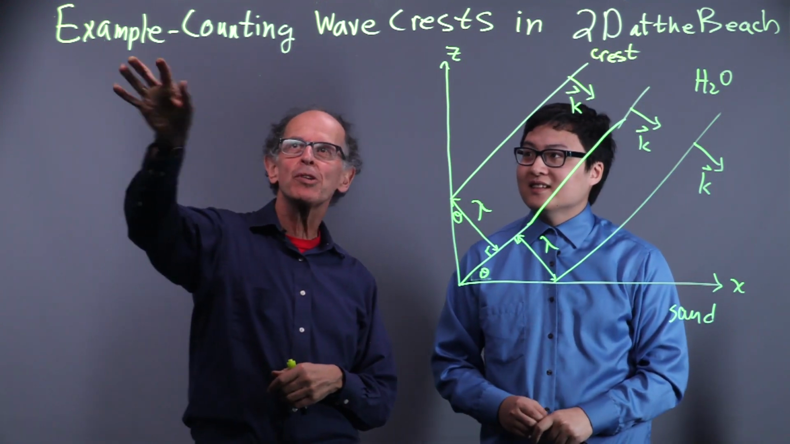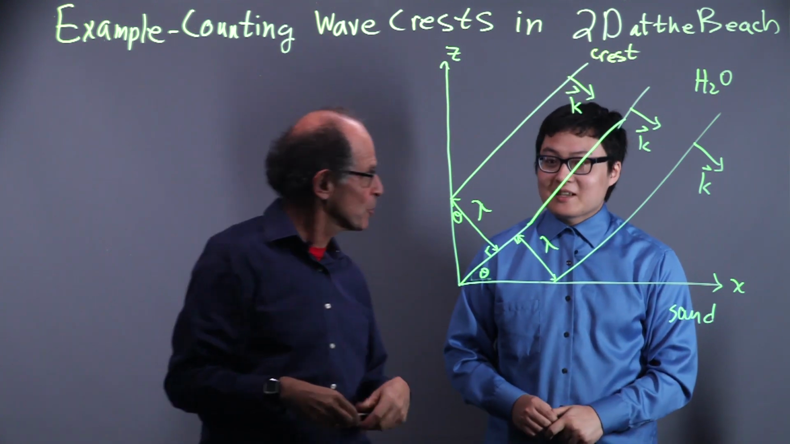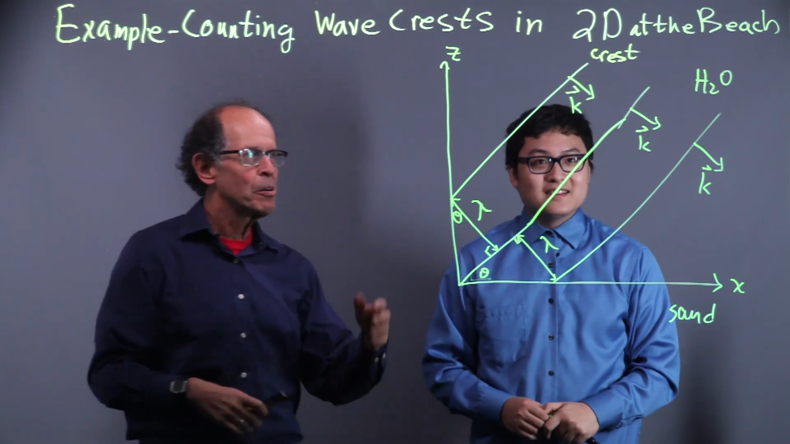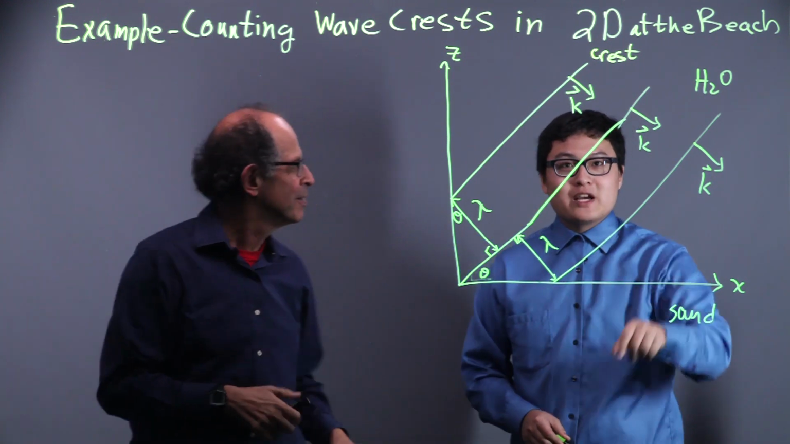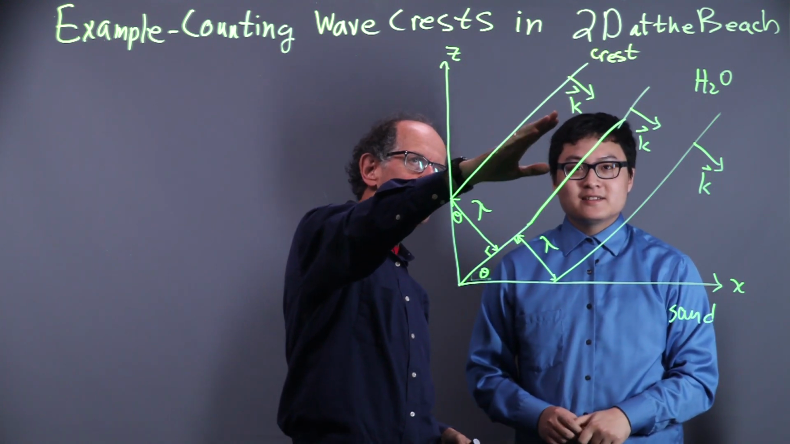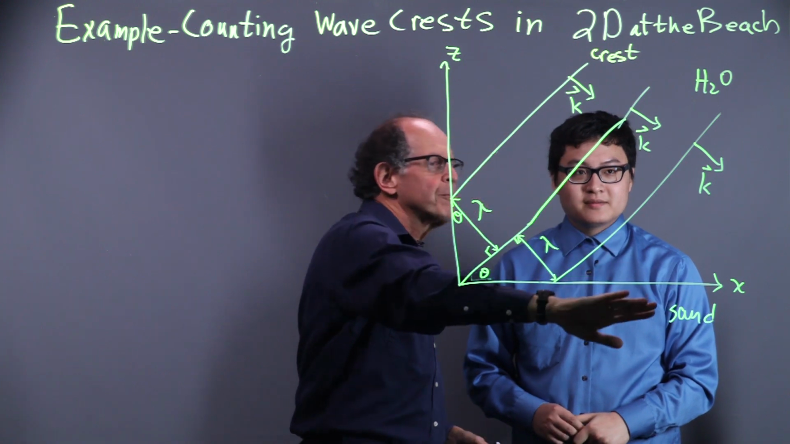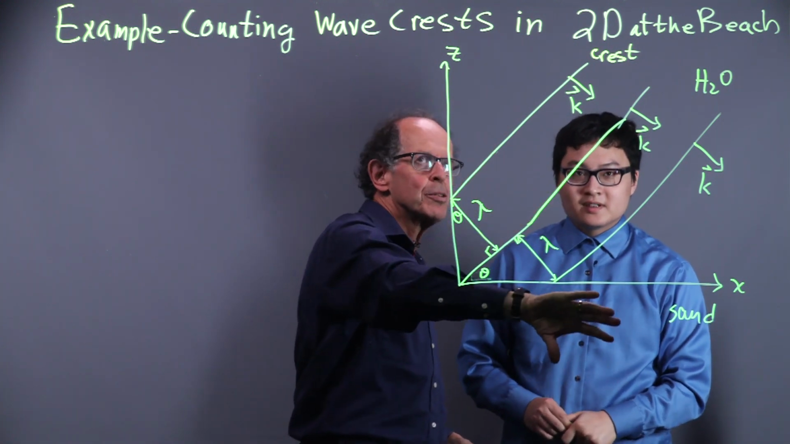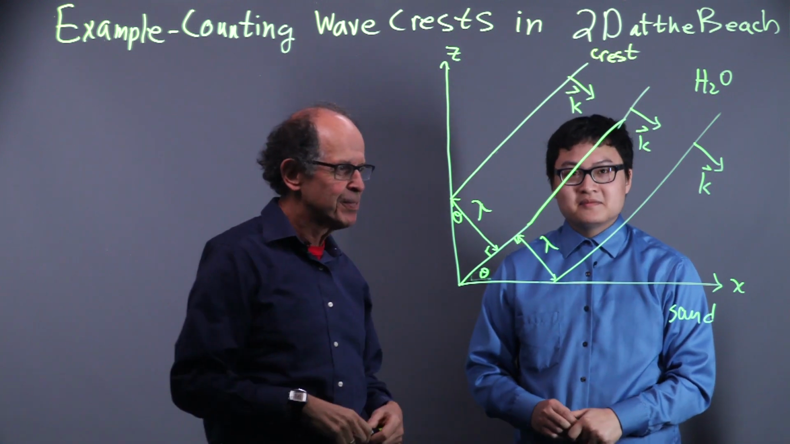So we're going to do an example counting wave crests in 2D at the beach. So here's a graph, and we were watching the waves. Here are the wave crests coming in. This is a line. These are all wave crests coming in, like a plane flying over. The water's here, the sand is here, and of course we need some coordinates, x and z.